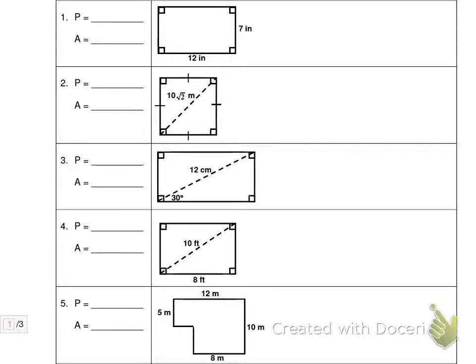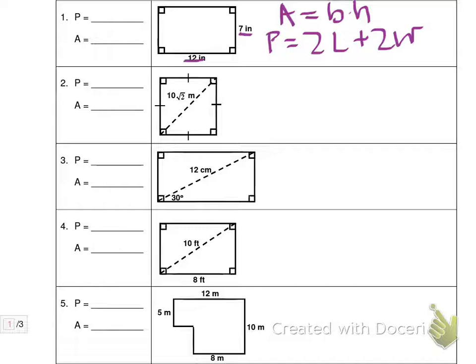So formula for the area, base times height. So that's just 12 times 7, and that gives you your area. For the perimeter, 2 times your length plus 2 times your width is your perimeter. So your length is your 12, your width is your 7, same thing as our base and our height.